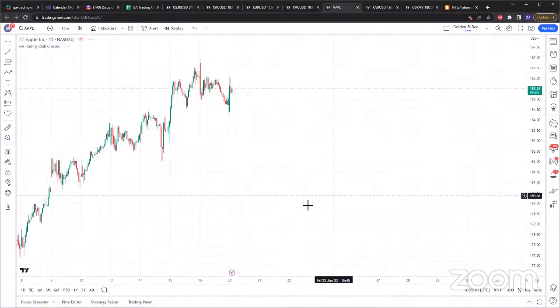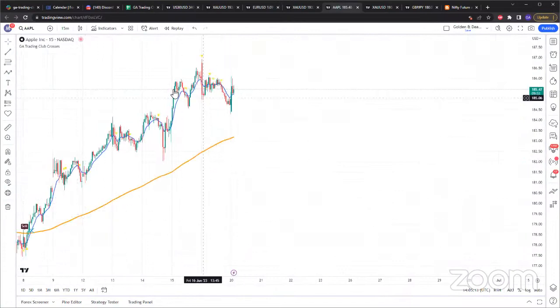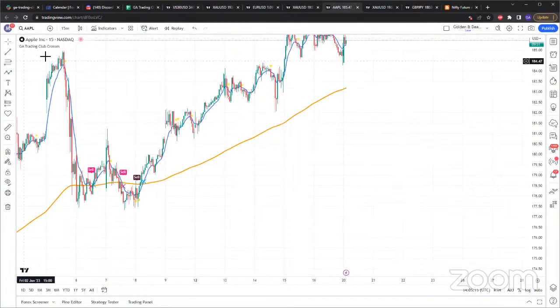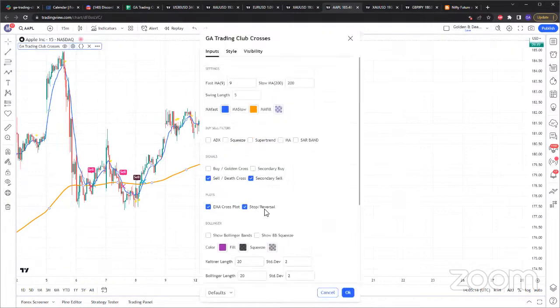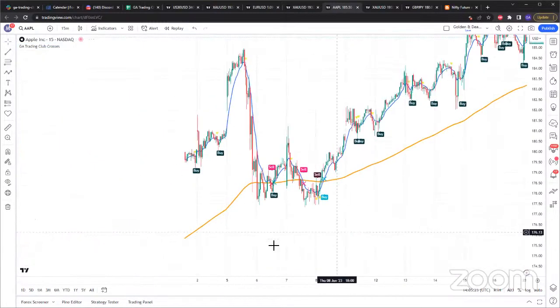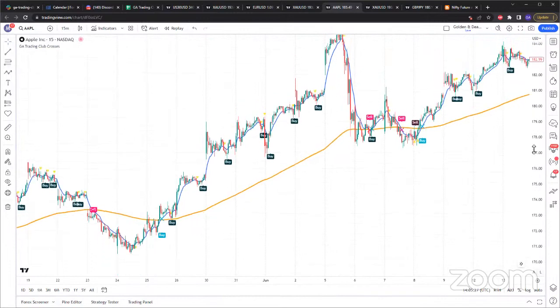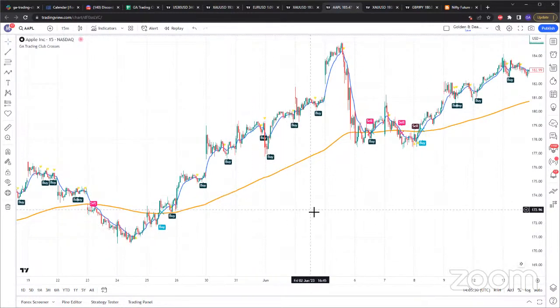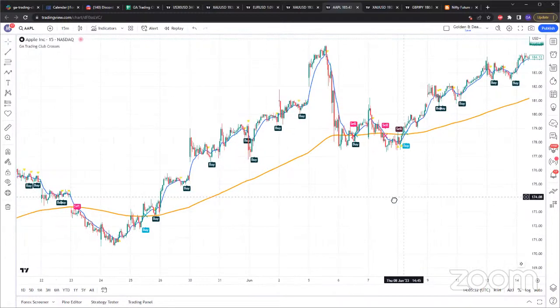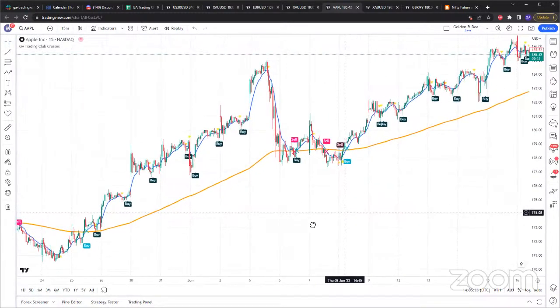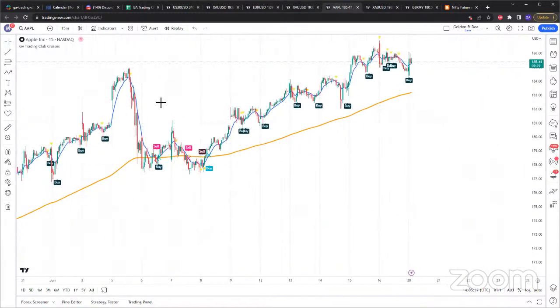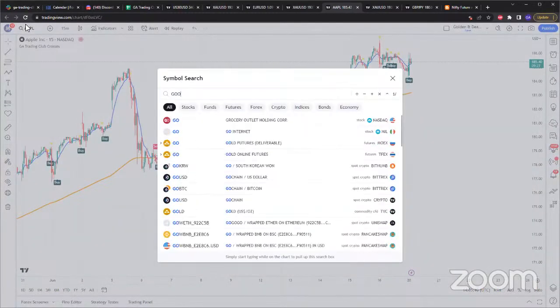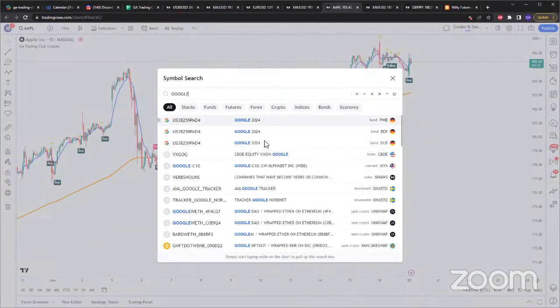If I look up Apple, and there goes US 30 dipping. If I look up Apple right here, I think I'd turned off the buys. So if I look at Apple right here, I can easily trade it, and I believe with challenges, even FTMO, you can trade stocks with it. So you can see you could easily use any of these indicators to trade other instruments as well. So Google, what is it called nowadays? Alphabet or something?